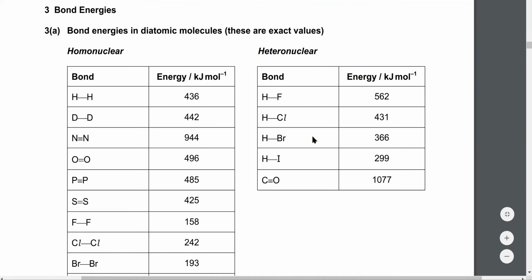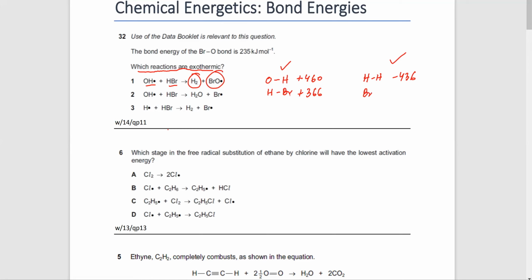And there's an H-Br bond that's formed. Now Br is group 7, so that also forms a single bond. The bond energy for H-Br is already provided over here. That's going to be minus 235.